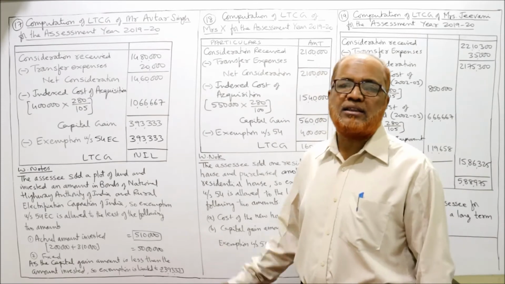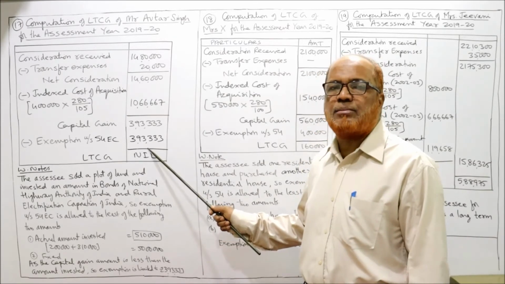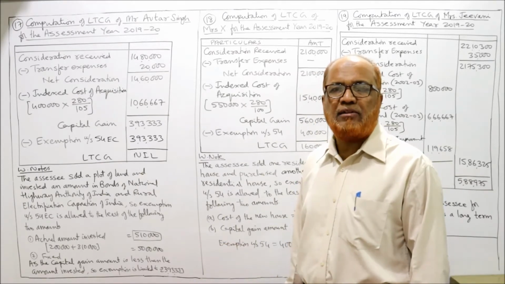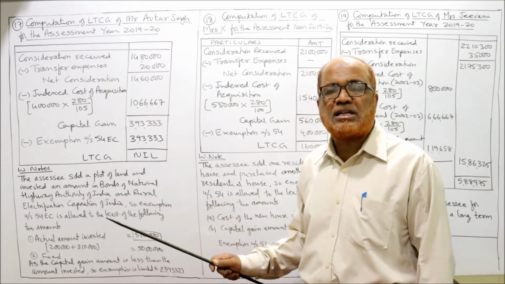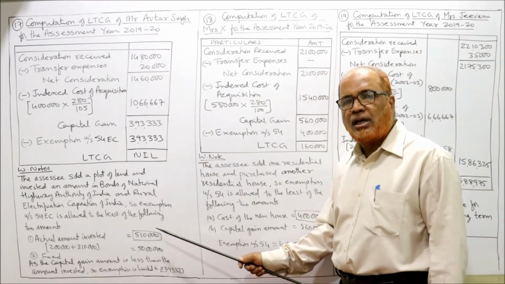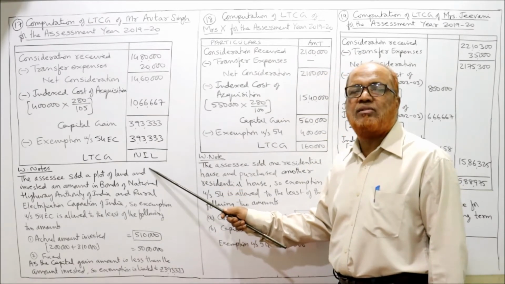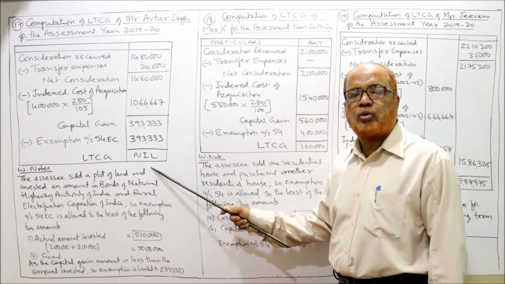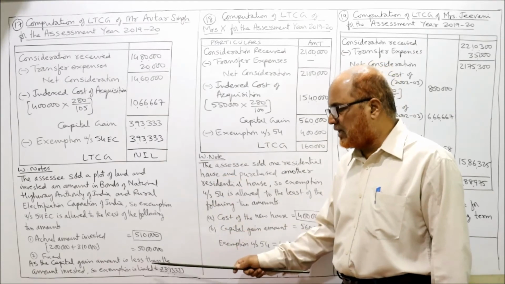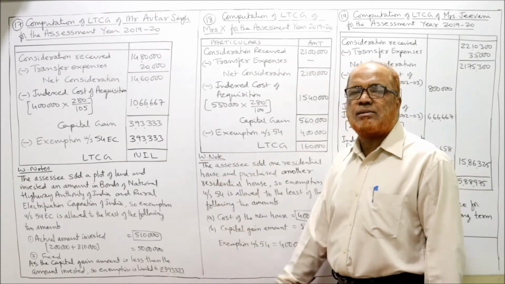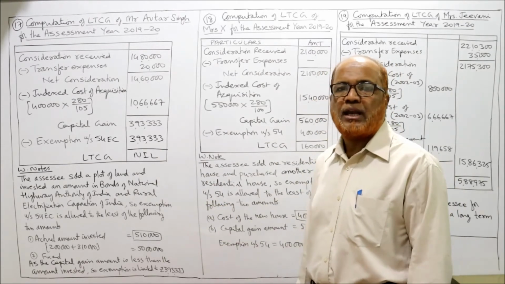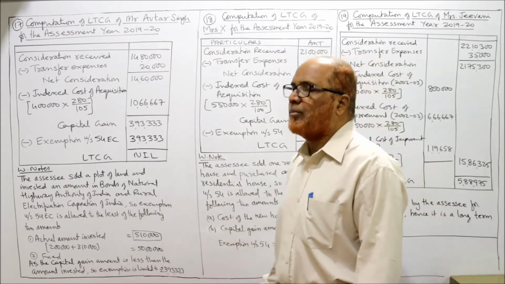But we cannot give 5,10,000 exemption. If we give 5,10,000 exemption, long-term capital gain will become negative. So we will restrict our exemption up to the capital gain. We cannot give exemption up to 5,10,000, because our LTCG will become negative. So whatever capital gain is there, 3,93,333, up to that amount exemption can be given under section 54EC. So long-term capital gain will become nil. That's all. This is problem number 17.